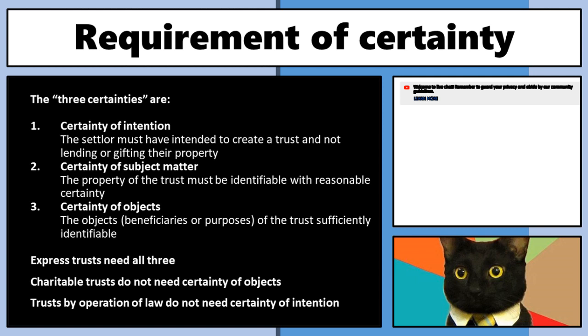Certainly, going back to Quistclose, the last thing Barclays Bank wanted was for a trust to be declared. Only Quistclose did. Liquidator didn't. Well, I don't think Liquidator cared, actually, because the money wasn't going to go to them anyway. But often, it's one or none of the parties' intention.